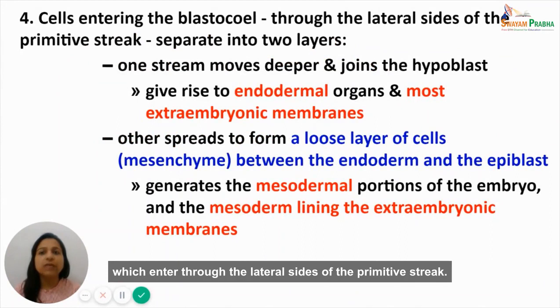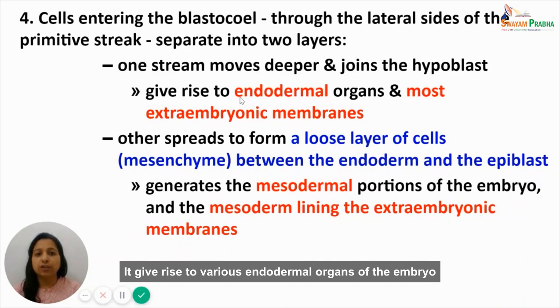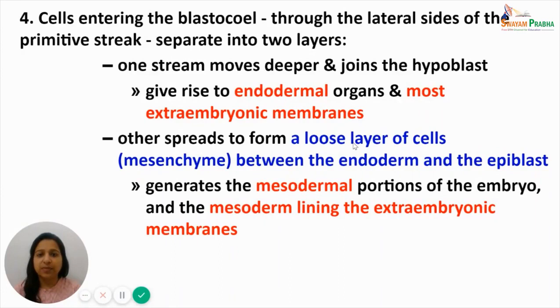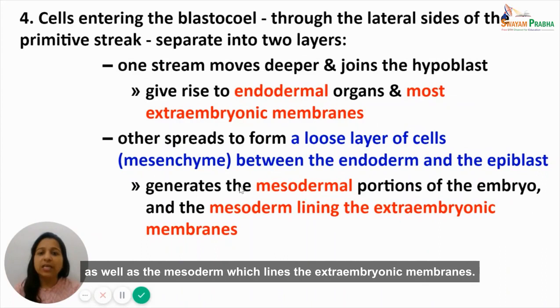The next cells to reach the blastocoele are the ones which enter through the lateral sides of the primitive streak. Now, once inside the blastocoele, these cells spread into two layers. One stream, or layer, moves deeper and joins the hypoblast. It gives rise to various endodermal organs of the embryo as well as most extra-embryonic membranes, while the other stream spreads to form a loose layer of cells, known as mesenchyme, to lie between the endoderm and the epiblast. This mesenchyme generates the mesodermal portions of the embryo as well as the mesoderm which lines the extra-embryonic membranes.